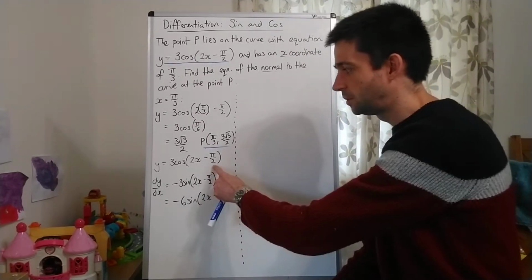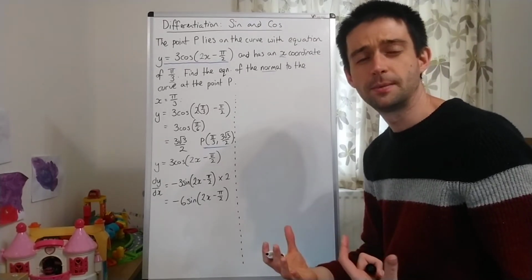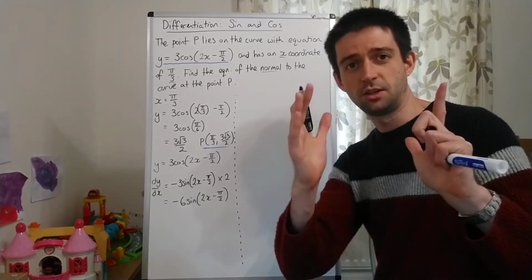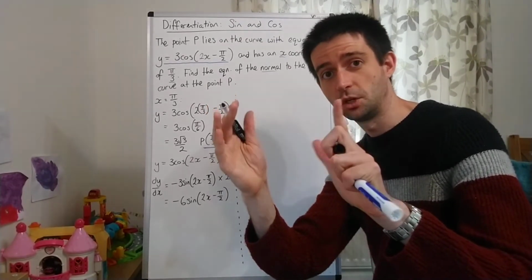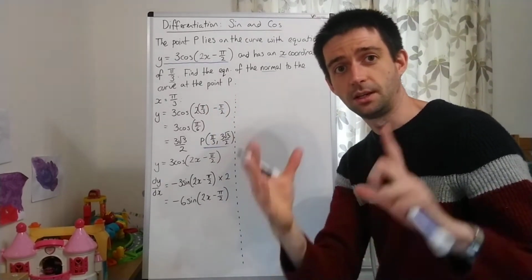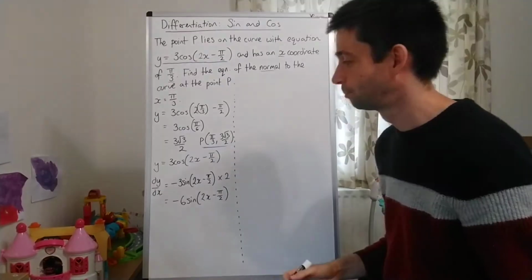The pi over 2 inside the bracket doesn't affect how we differentiate, because if you think in terms of transformations, that negative pi over 2 is just moving the graph over to the left by pi over 2. It isn't affecting the gradient of the curve, it's just translating it.